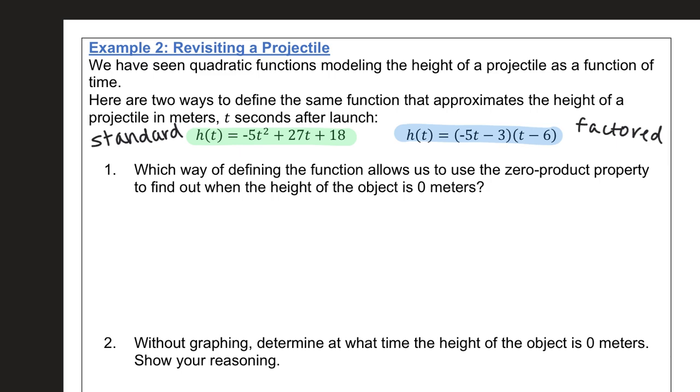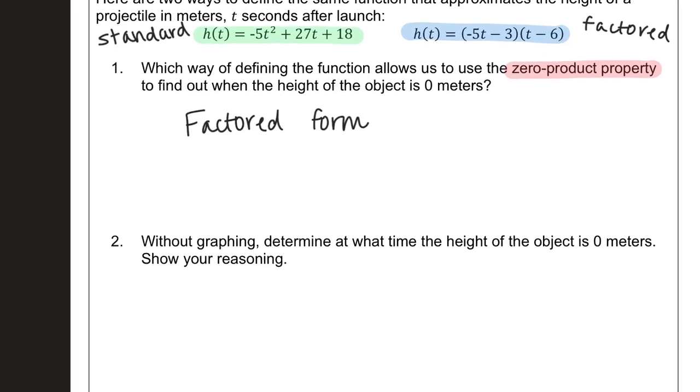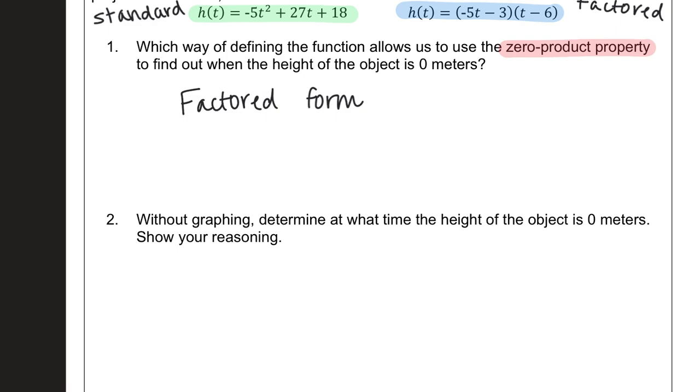Which way of defining the function allows us to use the zero product property to find out when the height of the object is 0 meters? To use zero product property at any time, we need to use factored form. Always. We cannot use zero product property with standard form because we don't have anything that's multiplied the same way that factored form is. So we want to look at number 2, and without graphing, determine at what time the height of the object is 0 meters.